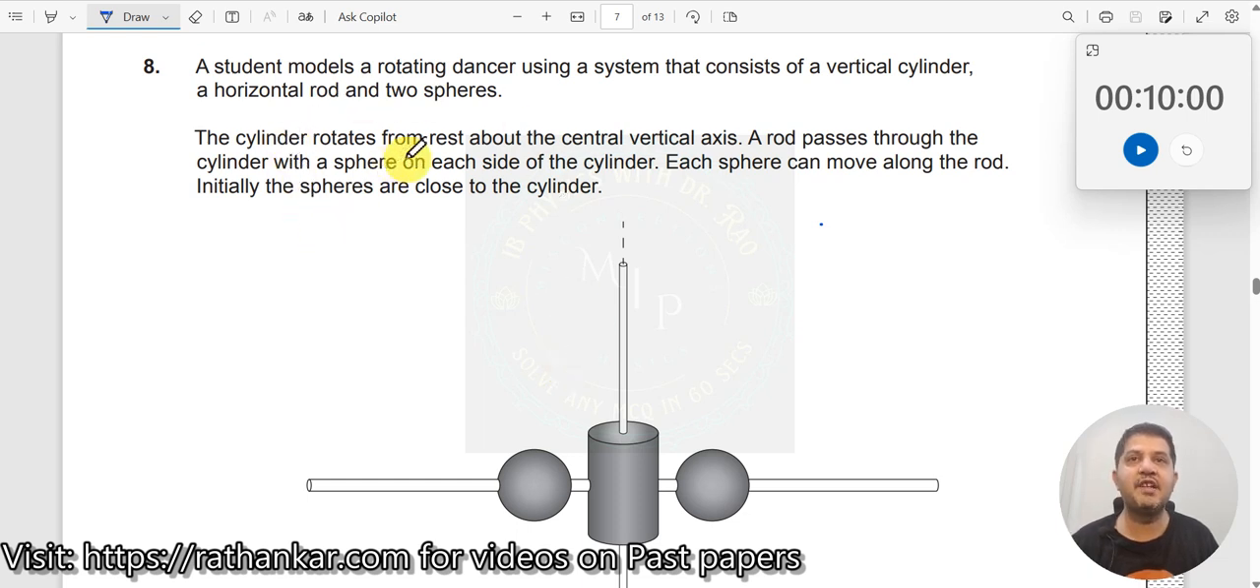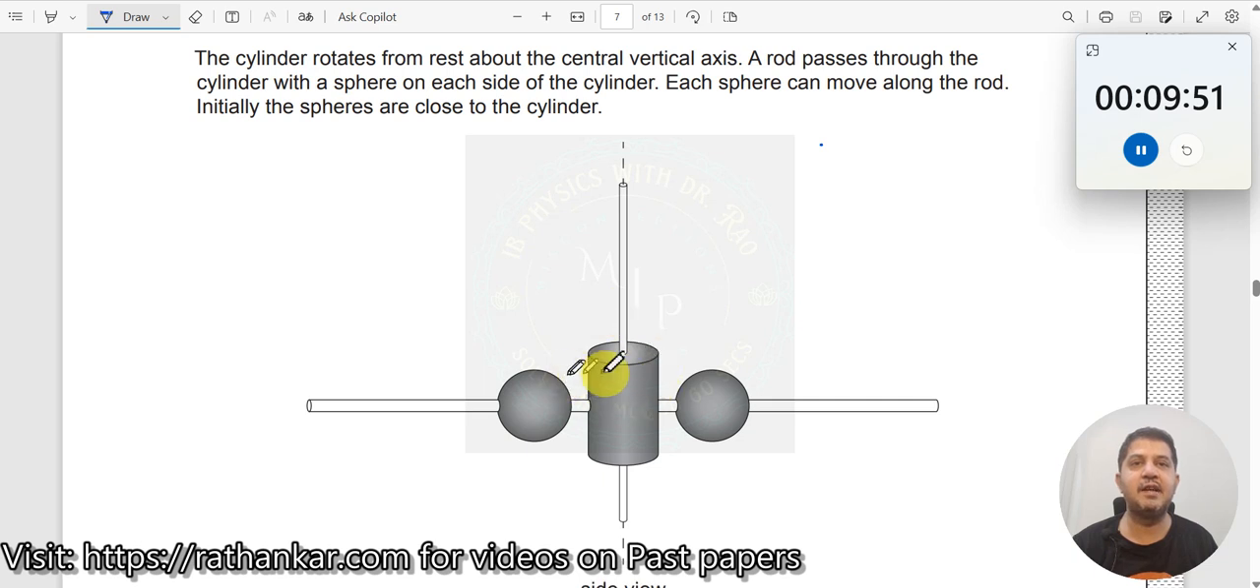The cylinder rotates from rest above the central vertical axis. Rod passes through the cylinder with a sphere on each side of the cylinder. Each sphere can move along the rod. Initially the spheres are closer to the cylinder. So as this rotates, there's a possibility that these spheres can move. Okay, so based on our interest we can move this across here.